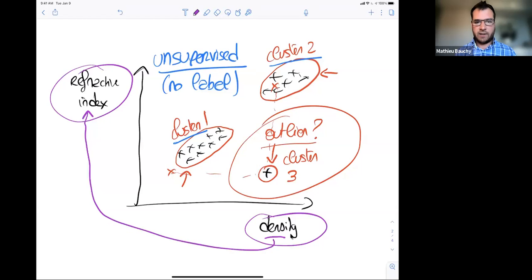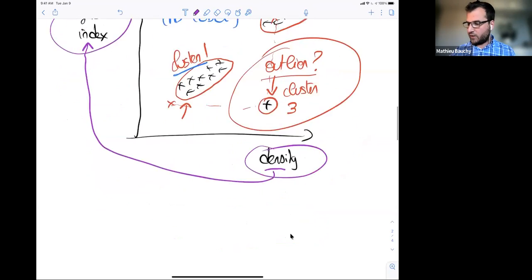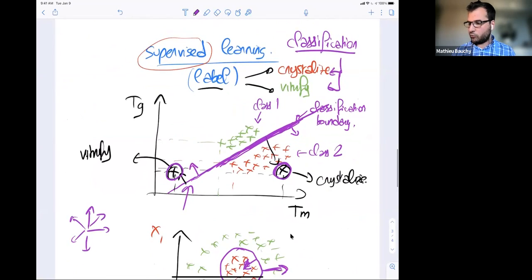Any other questions regarding the unsupervised and supervised learning?